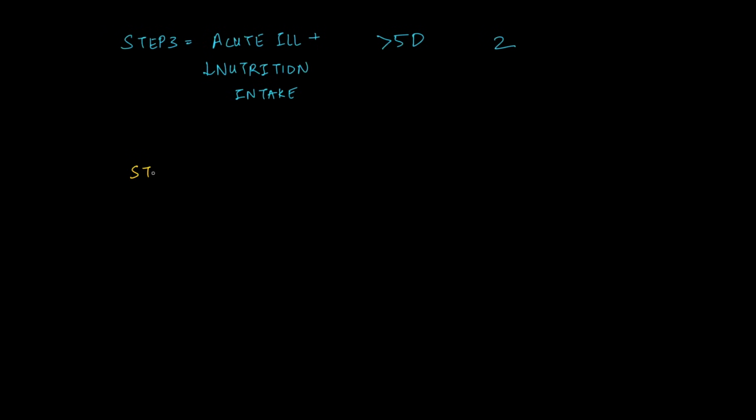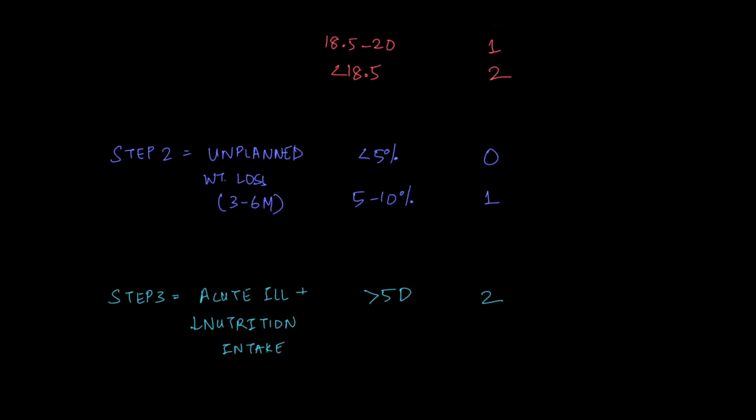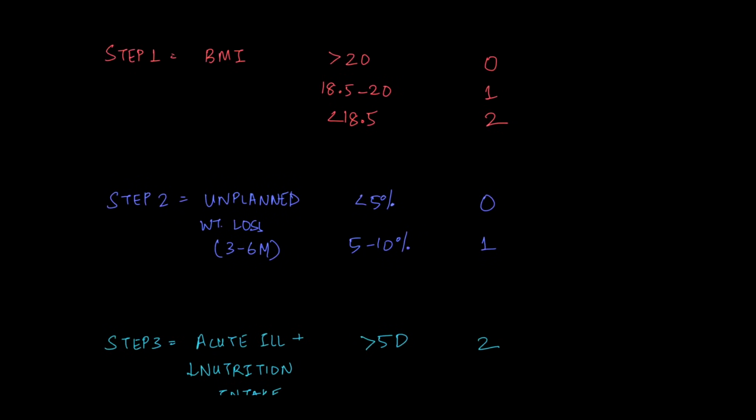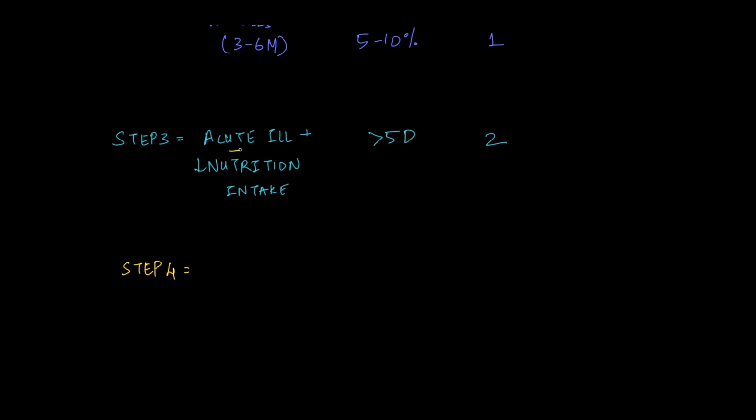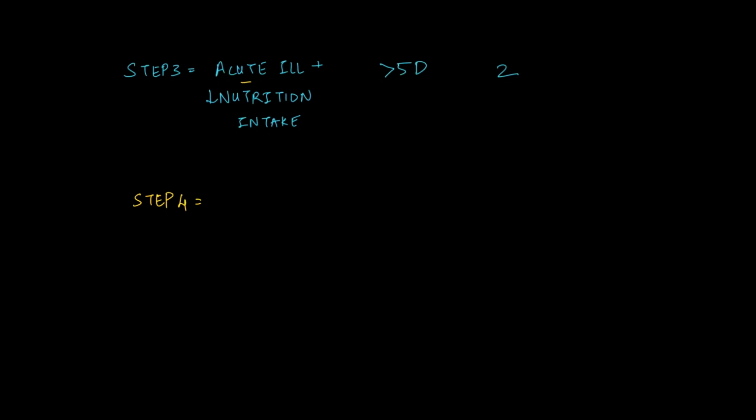Now, step 4 is to add all the above scores, that is, the scores of BMI, the unplanned weight loss, and the effect of acute illness and decreased nutritional intake. So, following this, we get 3 classes. One is if the total score is 0, it is assigned as low risk. If the score is 1, it is medium risk. If the score is more than or equal to 2, that is labeled as a high risk patient.